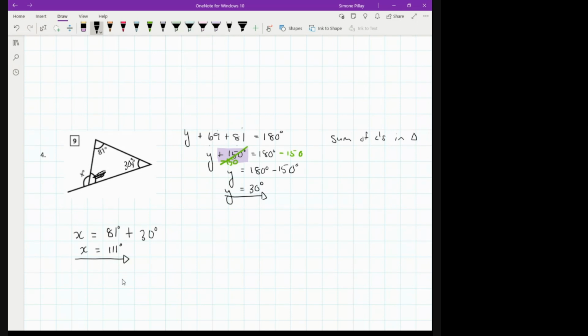111. So if you got it wrong, I hope that you see where you went wrong. If you don't know what just happened, raise your hand. Let's talk about where you got your answer wrong. If you see where you got it wrong, make sure that you remember. X is equal to 81 plus 30, the exterior angle of a triangle. Cool.